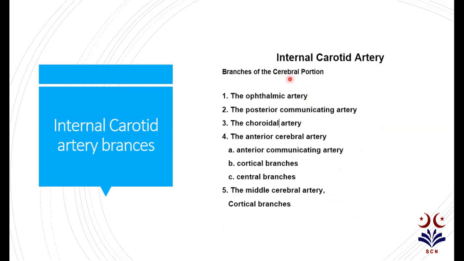Here you see, these are the internal carotid artery branches, and we will enumerate them. I have enumerated these for you. The branches of the internal carotid artery are the ophthalmic artery, the posterior communicating artery, the choroidal artery, the anterior cerebral artery, which has two branches: the anterior communicating artery, cortical branches, central branches, and the middle cerebral artery, which has the cortical branches. These are the branches of the internal carotid artery.